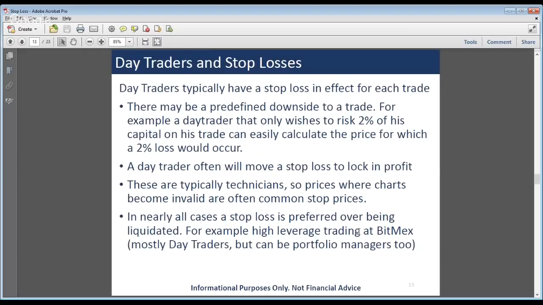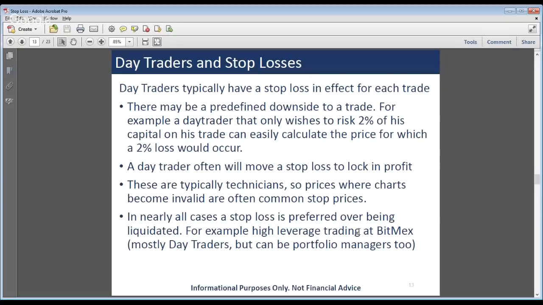What about day traders and stop losses? Remember, these guys are generally trying to make small gains and beat cash. Now in crypto, with such high volatility, your small gain is relative to your volatility, so it's a bit bigger, but generally much lower risk and return target. Day traders typically have a stop loss in effect for each trade. This is a key component of their risk management policy, because they're focused on risk trade by trade, asset by asset.